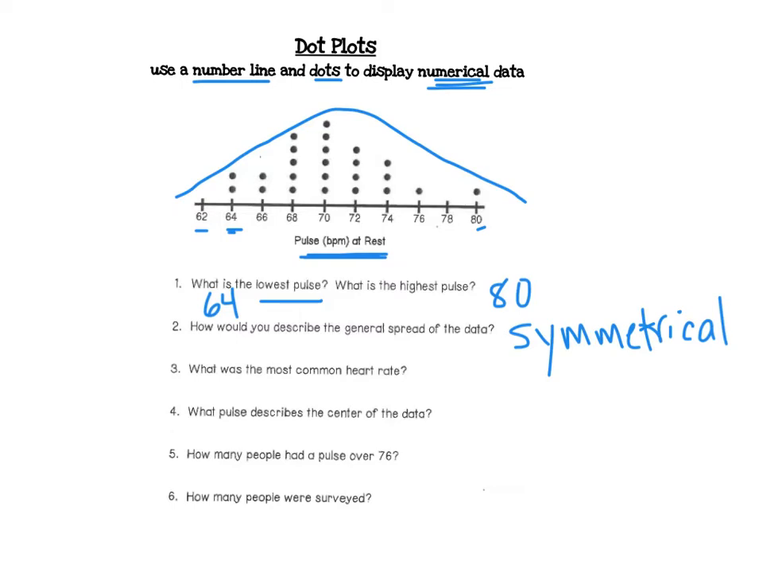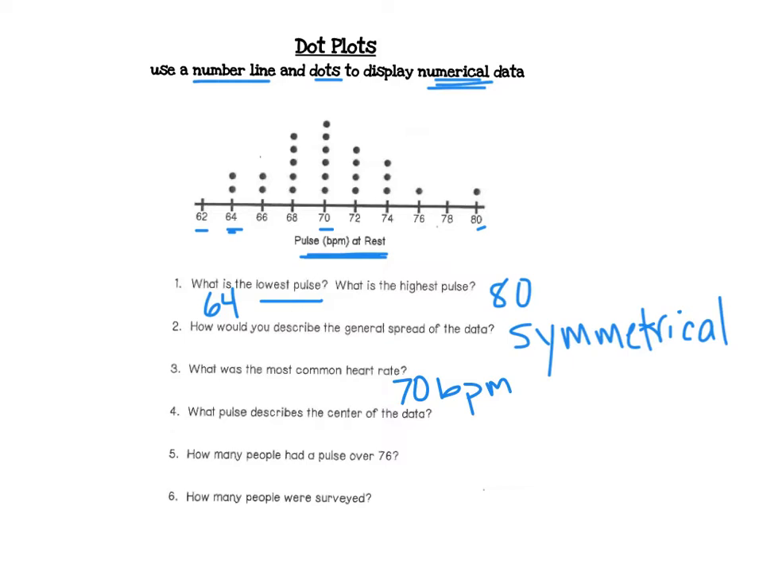Okay, what is the most common heart rate? The most common is going to be like the mode, if you remember that, or the one that occurs the most often, and that would be 70 beats per minute. Okay, because that had the most amount of people. There were 6 people who had a pulse of 70 beats per minute.